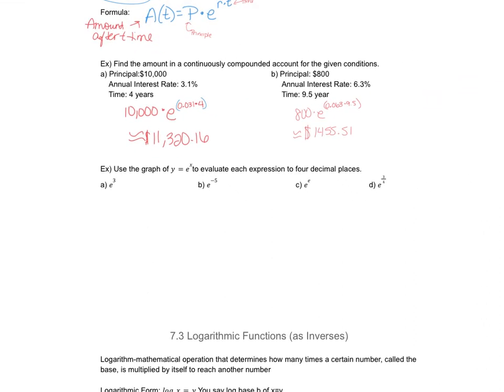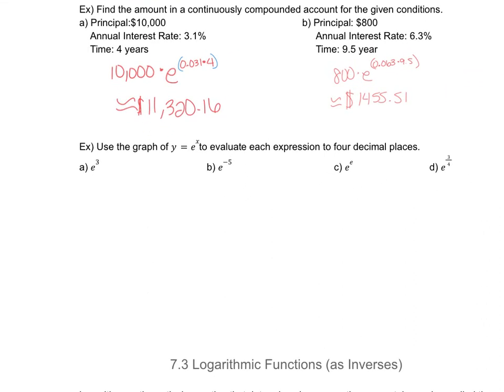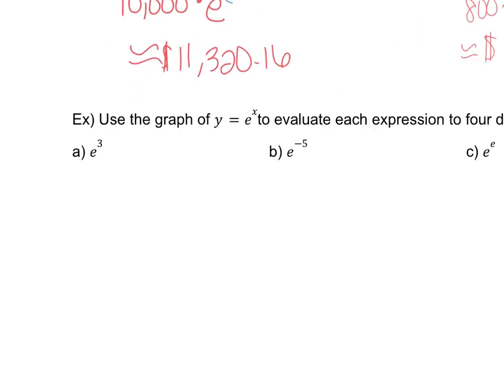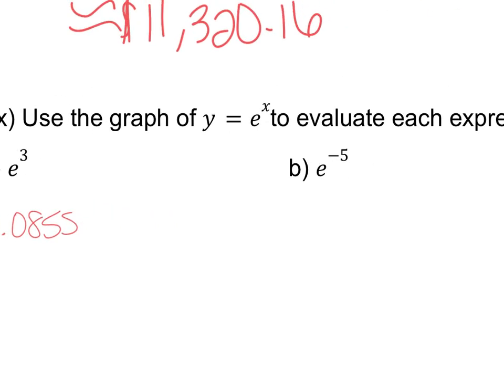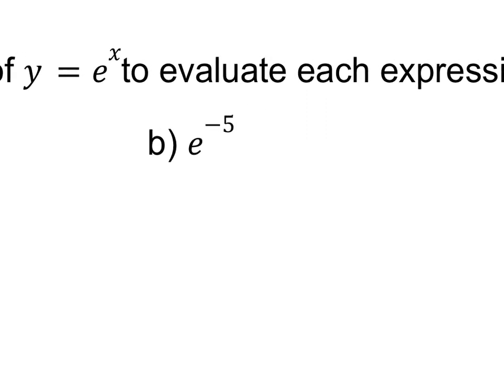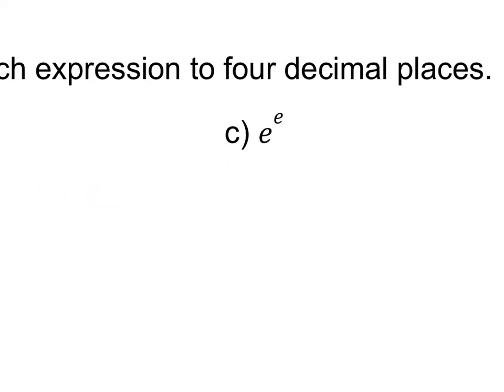All right, so now you're going to be using your calculator. This is just something they want you to do in the homework. It's literally all you do is type this in your calculator. It's getting you used to using the stuff in your calculator. Type it in and round it to 4 decimal places. So e to the third power would be 20.0855. Then on your next one, type in e to the negative 5 power, round it to 4 decimal places, and you get this.